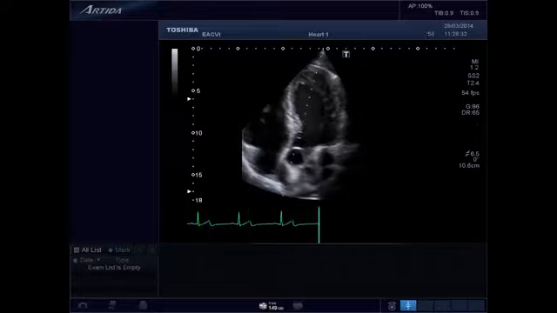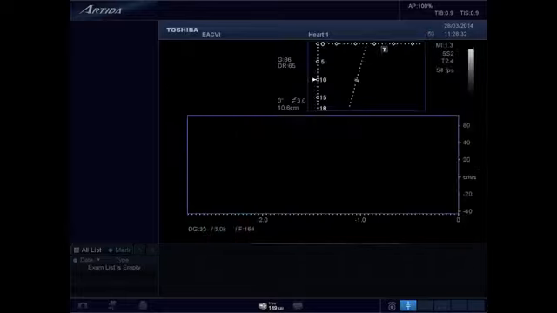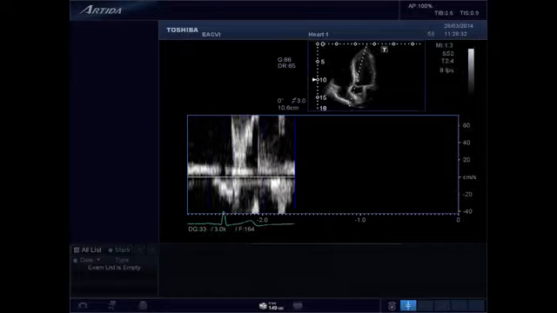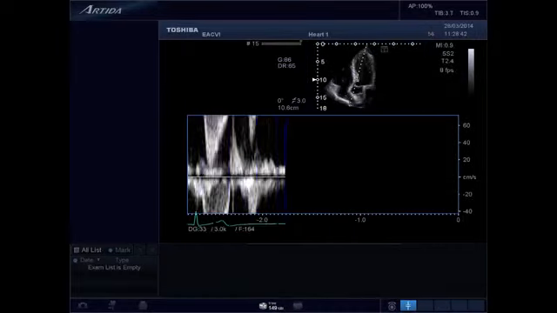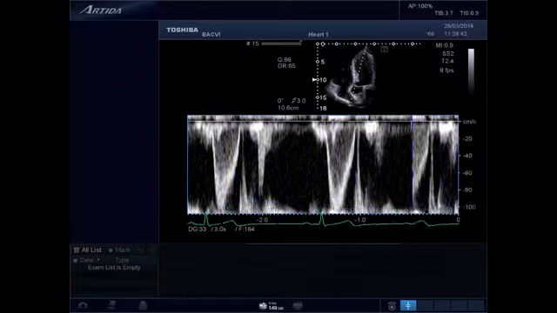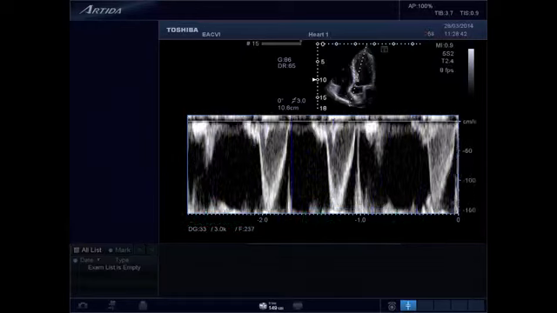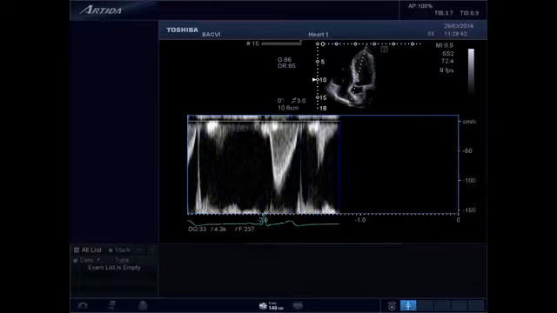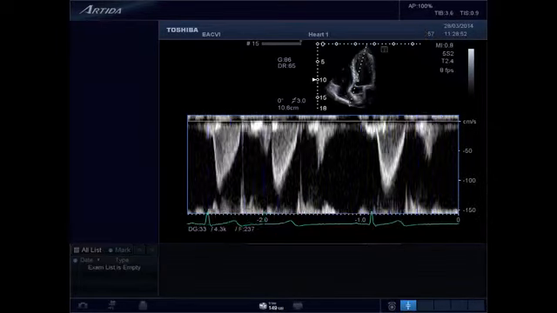Now I will start the pulse Doppler in order to assess the left ventricular outflow. And I will use, of course, this parameter in order to assess the cardiac output.